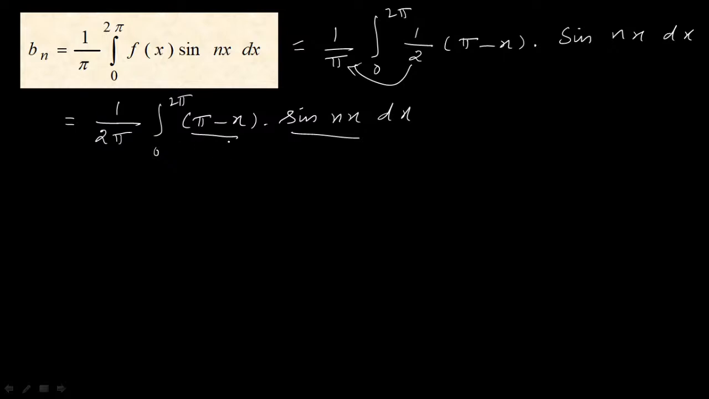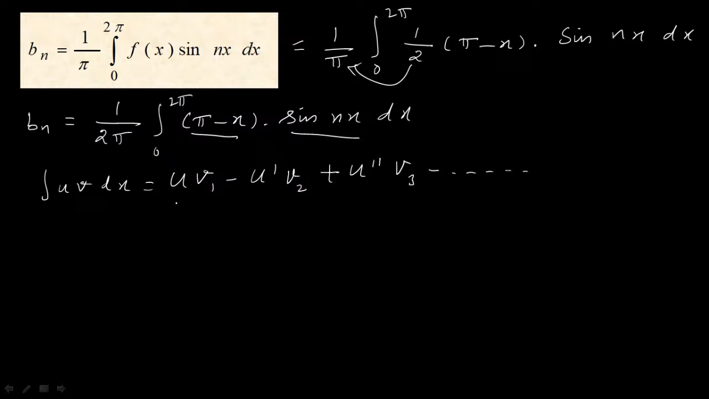Look here, this is also a product of two functions. If it is a product of two functions, we can't directly evaluate the integral, so for that we make use of the Bernoulli formula: integral u v dx is equal to u v1 minus u dash v2 plus u double dash v3 minus etc. Now here we have to take u as pi minus x and v as sin nx.